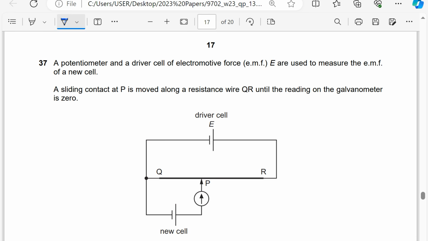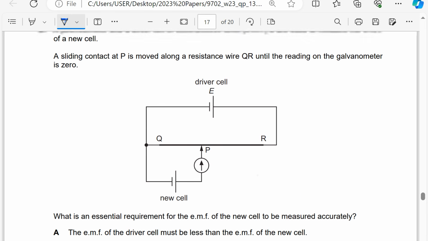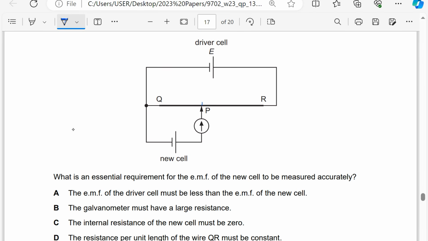A potentiometer and a driver cell of EMF E are used to measure the EMF of a new cell. A sliding contact at P is moved along a resistance wire. The reading on the galvanometer is 0. Okay. So the reading of the galvanometer is 0 when the pointer is here. What is an essential requirement for the EMF of the new cell to be measured accurately?